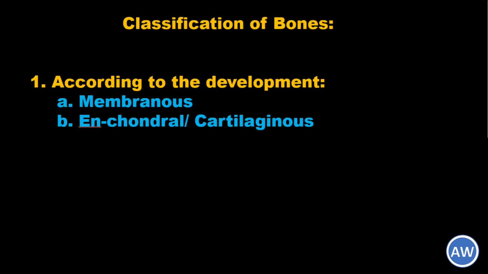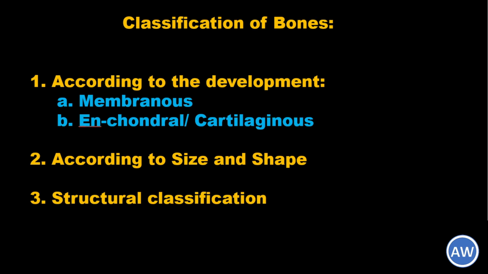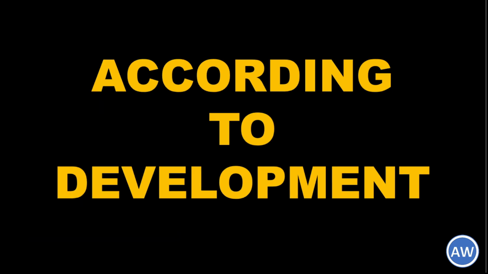Now let us come to the classification of bones. The first is the classification according to the development. There are two types here, membranous and enchondral or cartilaginous ossification. The second is the classification of bones according to size and shape. The third is the structural classification, and the fourth is the regional classification. Now let's see the classification according to the development.